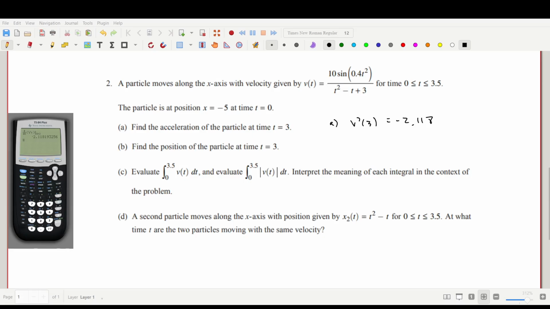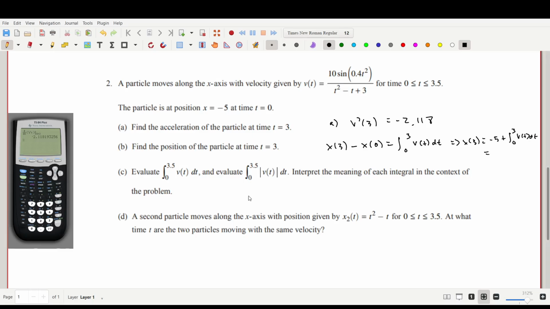All right, find the position at 3. Well, that's easy. That's going to be x of 3 minus x of 0 is the integral from 0 to 3 of v of t dt, because x prime is v. And x of 0 is -5. So that's going to be -5 plus that integral. This implies x of 3 equals -5 plus the integral from 0 to 3 of v dt.